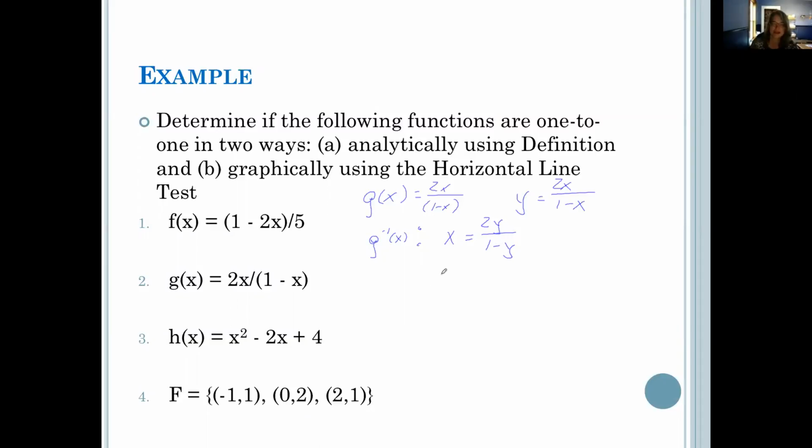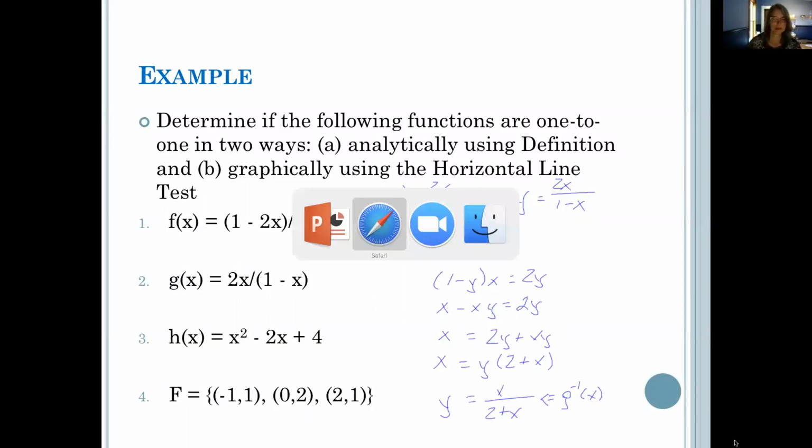So let's solve by multiplying through by 1 minus y. Distribute on the left. Move the xy term over to the right. On the right, we're going to factor out the y. And divide through by the 2 plus x. This is my inverse function. Let's check it real quick.